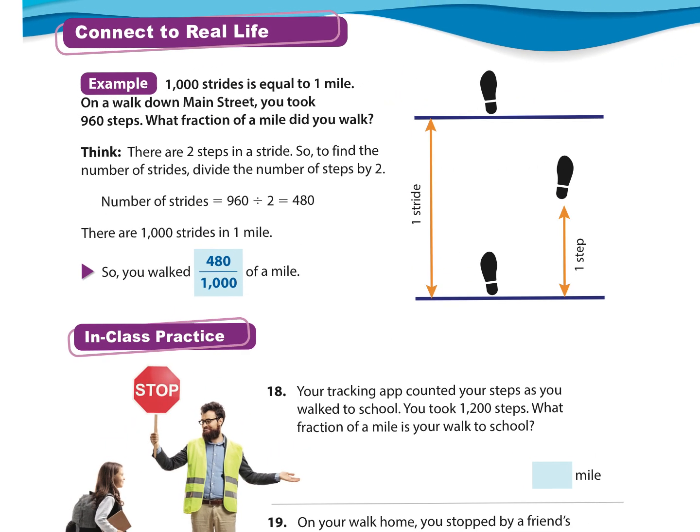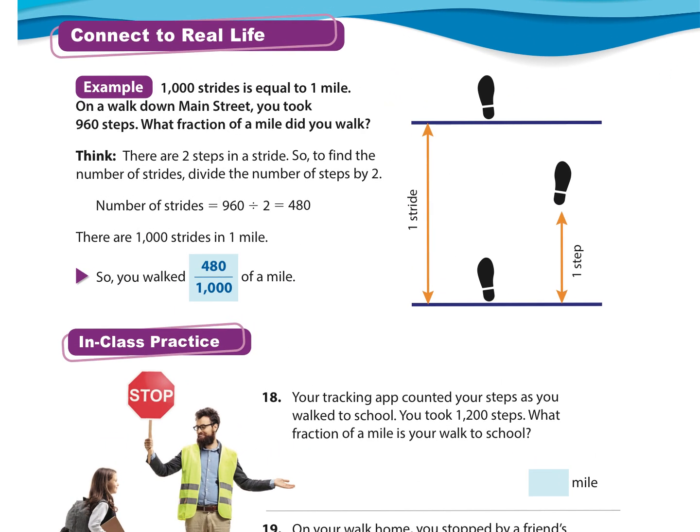In rotation 2, we have a completed example. It says 1,000 strides is going to be equal to a mile. On a walk down Main Street, you took 960 steps, so a little less than a mile. What fraction of a mile did you walk? That should be 960 out of... Oh, wait, hold on.